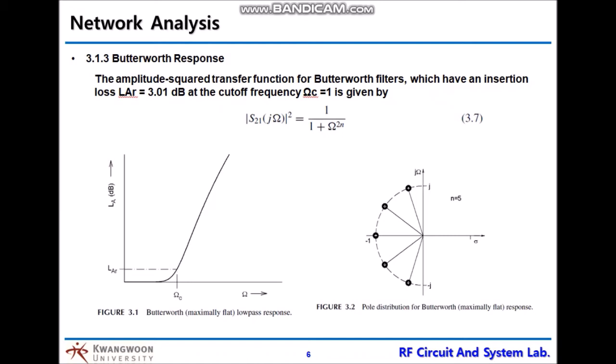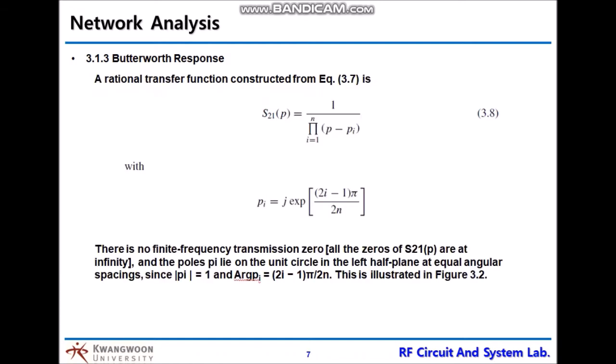This slide is about Butterworth response. The amplitude-scale transfer function for a Butterworth filter, which has an insertion loss equal to 3 dB at the cutoff frequency omega c equal 1, is given by equation 3.7. Our rational transfer function constructed from equation 3.7 is equation 3.8.